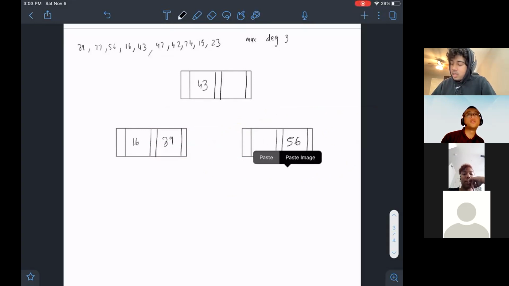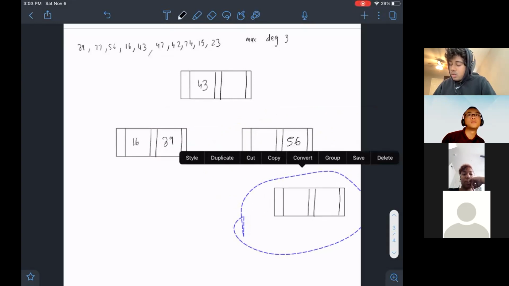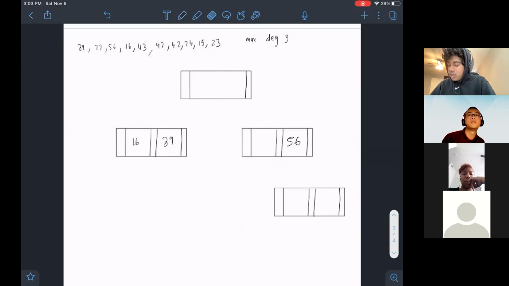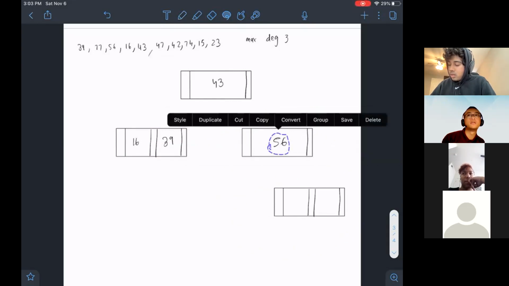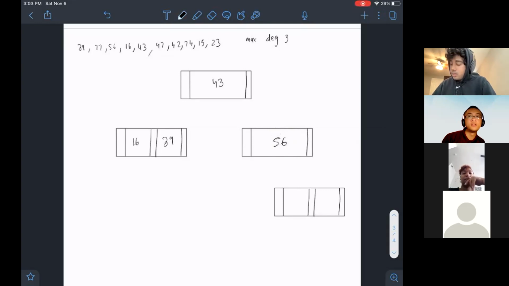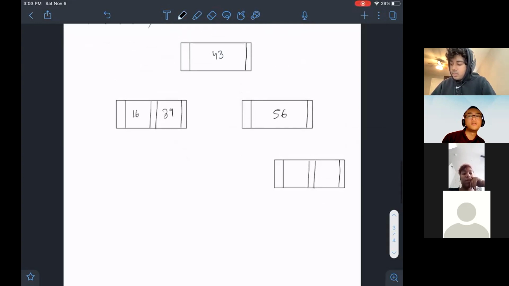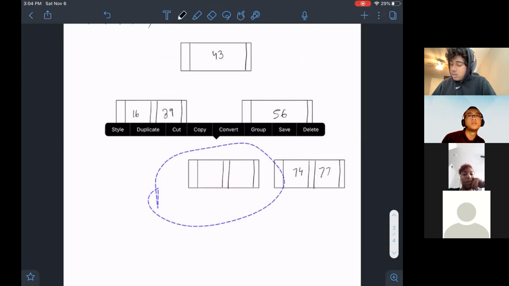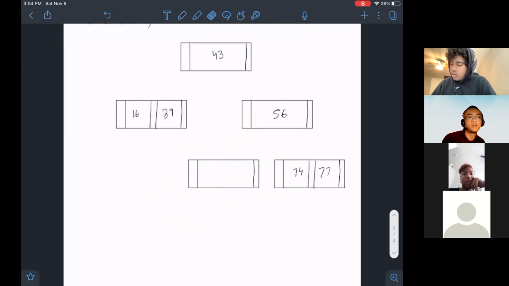So 43 is gonna be a single node. So it's just 43, and then 56 is a single node. And then to the right of that node is going to be 74 and 77. So I think you'd have a pointer going down to it. Oh, and then that's going to be a single node containing just 42 or 47.